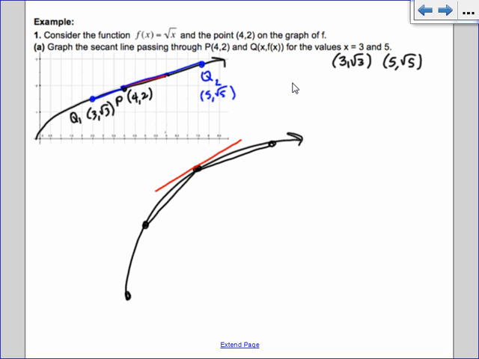I can't see my numbers, so I have no idea. Mine are all blurry on my screen. So is it here? Yeah. Okay, thank you. So that's Q2.